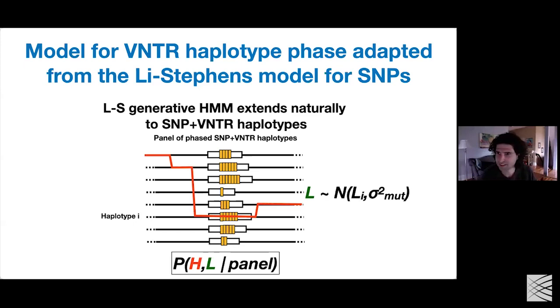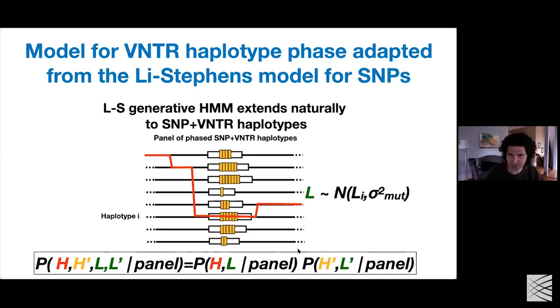Thanks. Other questions? Okay, great. So this gives a probability distribution over SNP haplotypes and lengths given a panel of reference haplotypes. And as before, we can generate a diploid genome by sampling two haploid genomes independently.